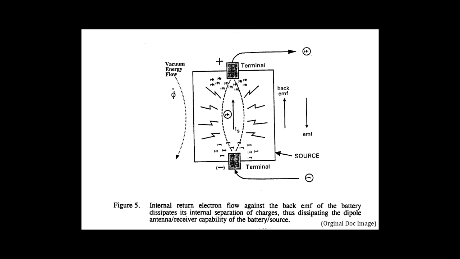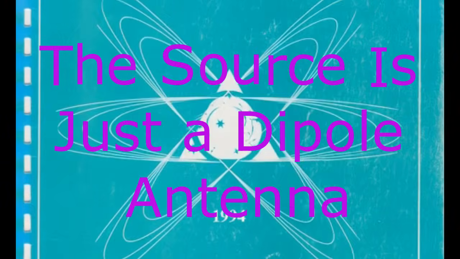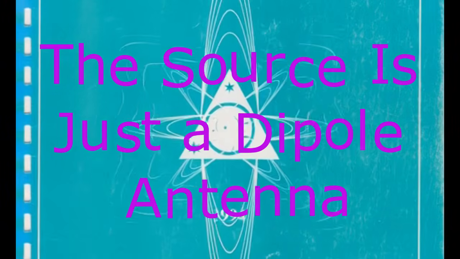Figure 5 shows an isolated view of a primary battery source. If no return electron current dq/dt is passed back up internally through the battery against its back EMF, no work is done inside the insulated battery to dissipate its separation of charges. The amount of power that can be drawn from the collector and used to power the load with work-free energy is obtained in the collector from a standard conventional source, in this case from a battery. The source is just a dipole antenna.